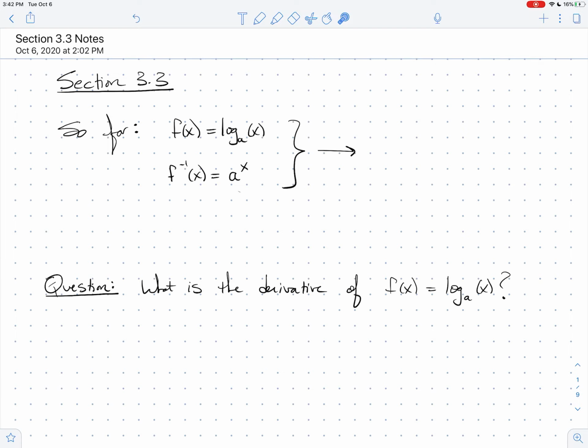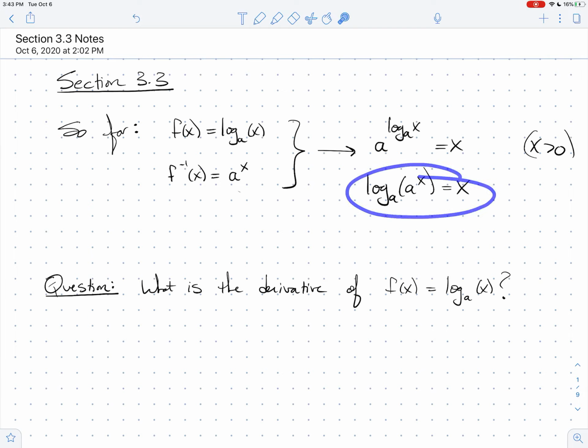So for now, I'm going to think about f of x as log base a of x, and then its inverse, of course, is a to the x. Because these functions are inverse to each other, we know certain things. For example, here, I'm going to use black for my color. We know that a raised to the log base a of x is just x. And we know that the log base a of a to the x is also just x. Of course, for this one, x has to be bigger than 0, and the second one here is for all x.